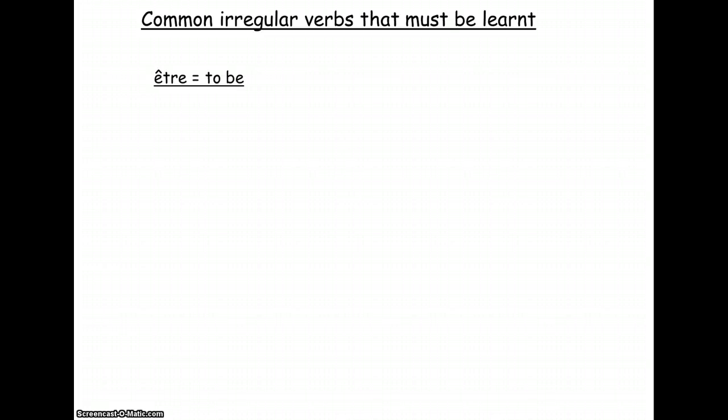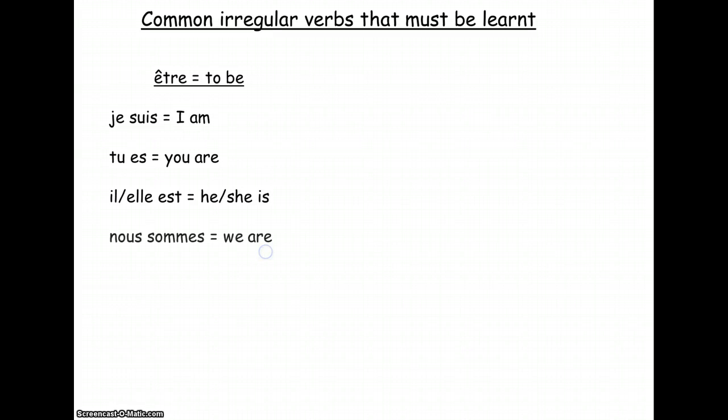And the first 2 are être, to be, which goes je suis, tu es, il est, elle est, nous sommes, vous êtes, ils sont, elles sont. And I suggest that one you learn parrot fashion, you memorize it, because the number of times you use I am, you are, he is, it is, we are, etc., it's a lot, so it's worth learning.